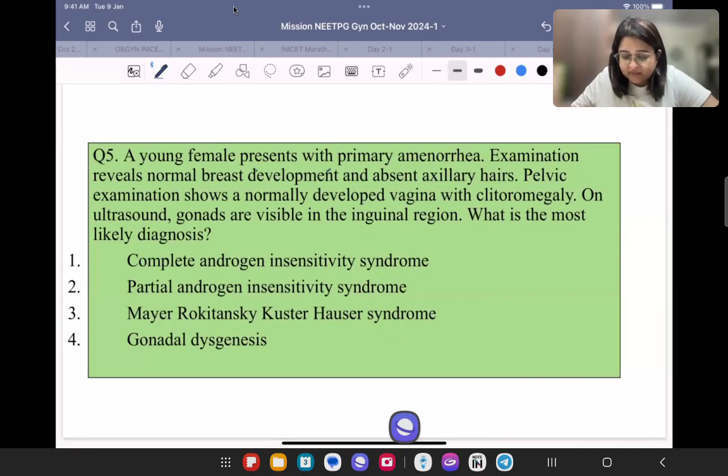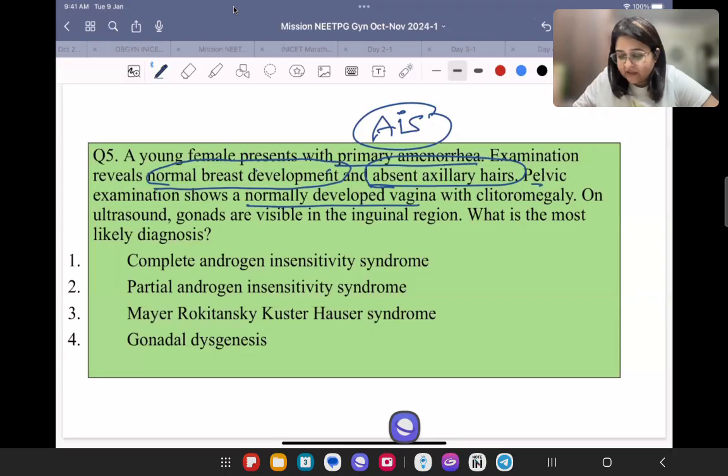A young female presents with primary amenorrhea. Examination reveals normal breast development and absent axillary hair. So this itself is telling you कि ये क्या हो सकता है ना? It could be androgen insensitivity syndrome. Pelvic examination shows a normally developed vagina, but there is clitoromegaly. So is this complete AIS or partial AIS? This is partial AIS. Complete AIS will have completely normal looking female genitalia. Okay, this is an AIIMS 2019 question.